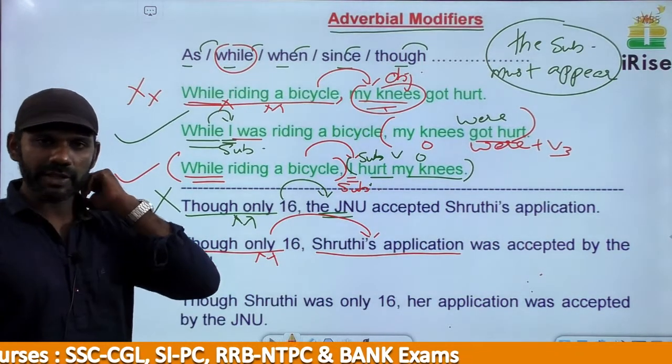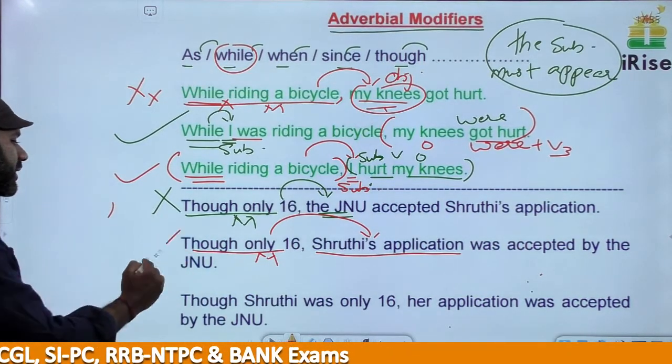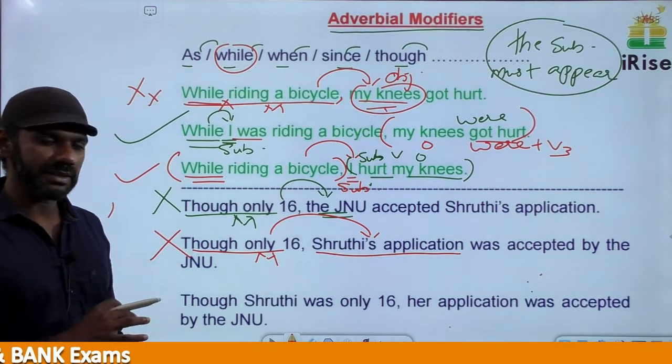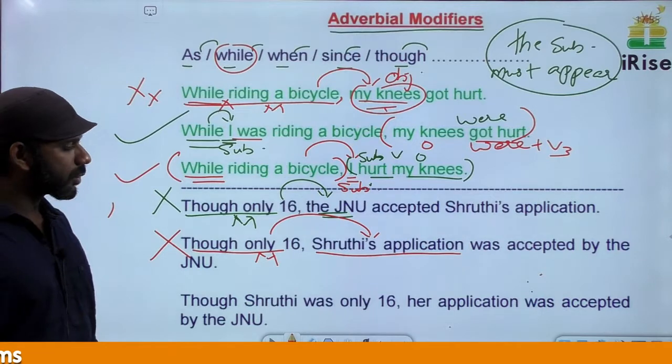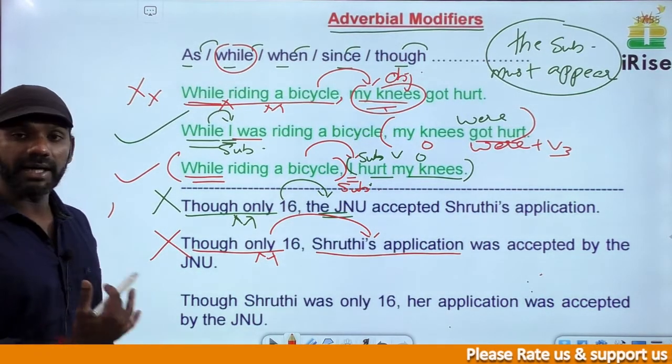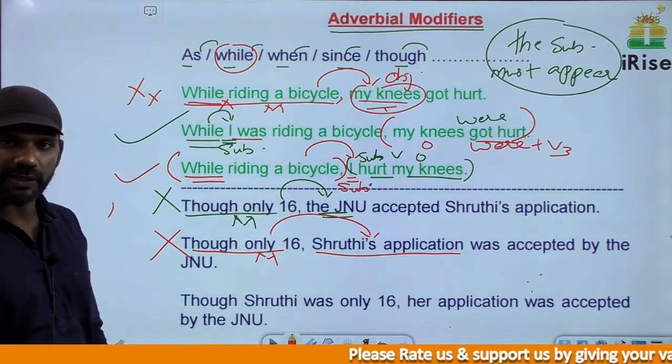Can an application be 16 or 18? No, does not make sense. Eliminate. Come to the third one. Understand the meaning of every statement. Though Shruti was only 16, comma, her application was accepted by the JNU.